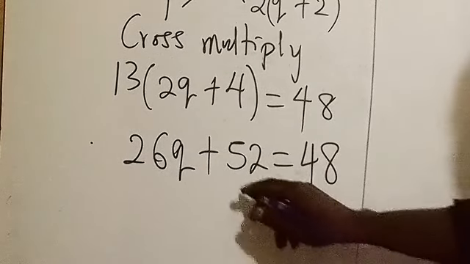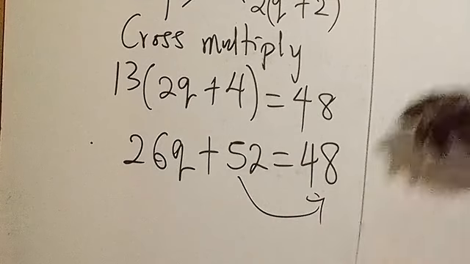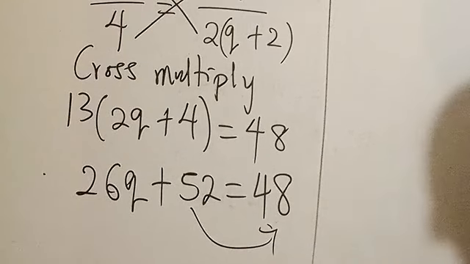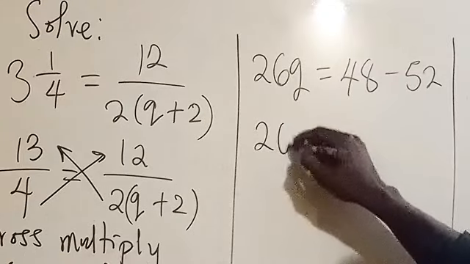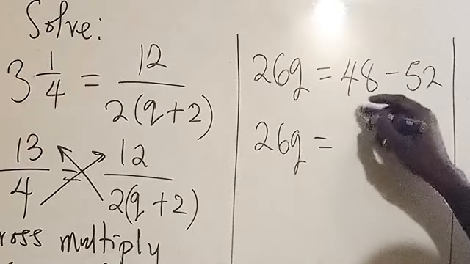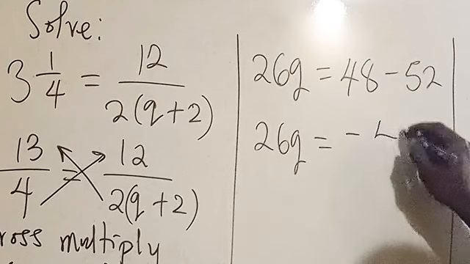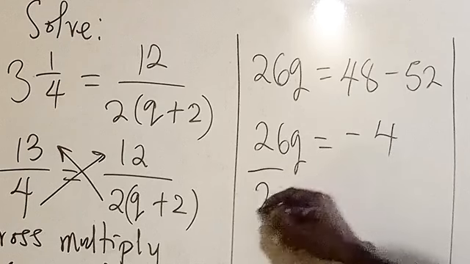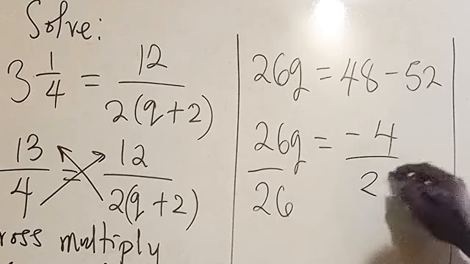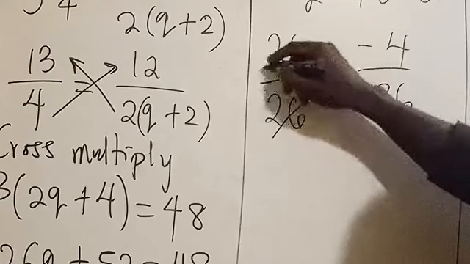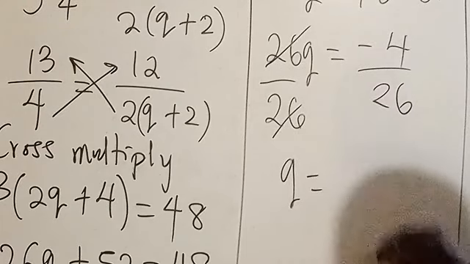48, we transpose this to this side, right? Minus 52, we have 26q to be equals. Now 48 minus 52, that's going to give us minus 4, right? Then divide both sides by 26, right? So this, we cancel this, we have q to be.